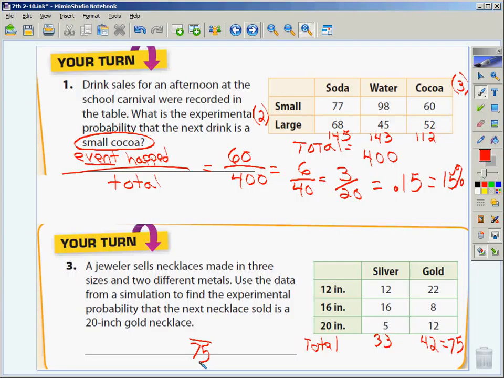They said 20-inch gold. Here's 20-inch. Here's gold. What number do I put there? 12. It can't simplify? They're definitely both divisible by 3. How many times does 3 go into 12? 4. How many times does 3 go into 75? 25. 4 over 25.